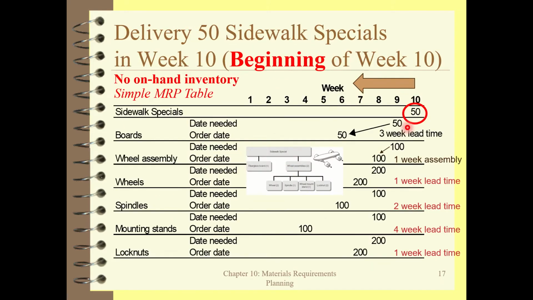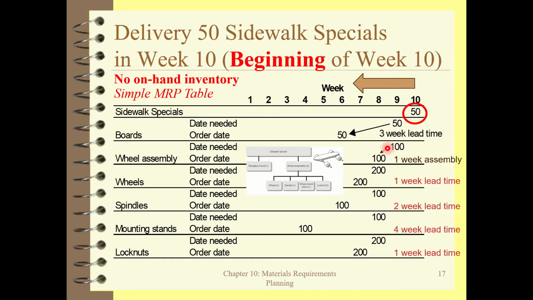So here, both items must be ready at the beginning of week 9. The amount supposed to have, this is a 1-to-1 relationship. So if you need 50 of this, you need 50 of board at the beginning of week 9, but you need 100 of wheel assembly at the beginning of week 9. But for the board, it takes 3 weeks to order. So if you want it at the beginning of week 9, you need to order it at the beginning of week 6, right?